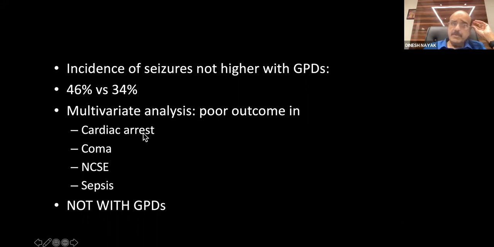And the poor outcome, obviously, if somebody has had a cardiac arrest, coma, non-convulsive seizures, that is the one. Just because somebody has a GPD does not mean they cannot recover, if it is due to, say, epilepsy or something like that. The etiology determines the outcome, not the presence of GPD. That's the most important thing. If the GPD is because of cardiac arrest, the outcome is poor. If the GPD is due to sepsis, the outcome is not very good. That's the more important point.